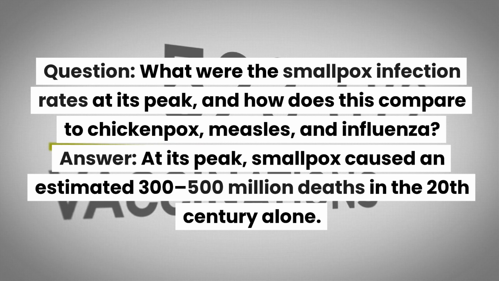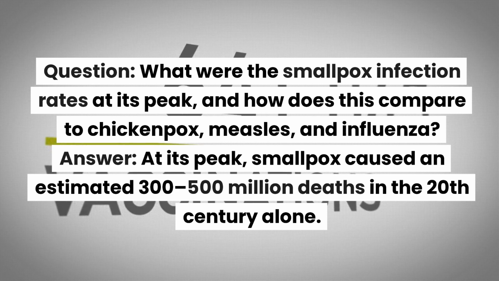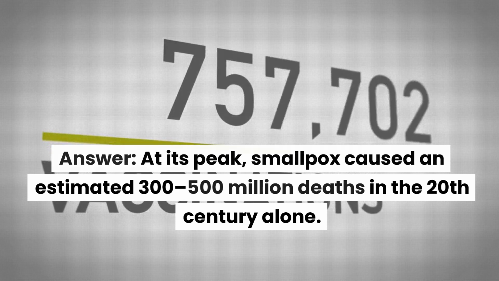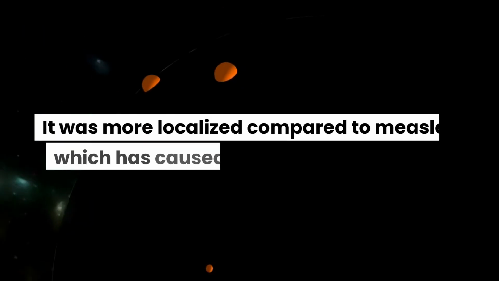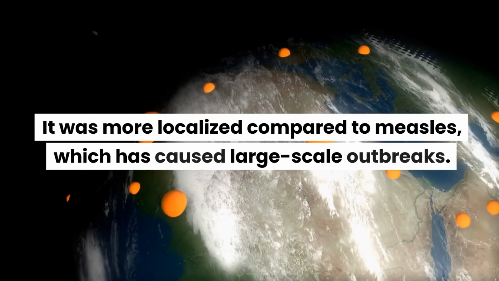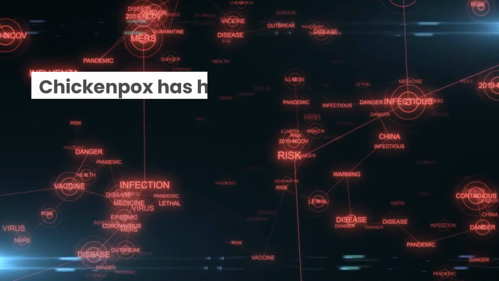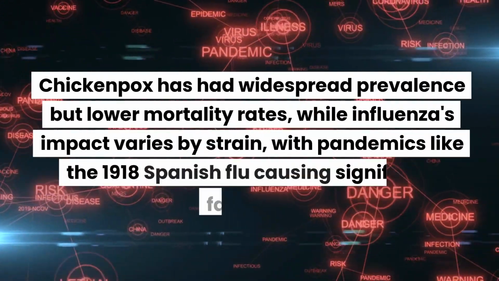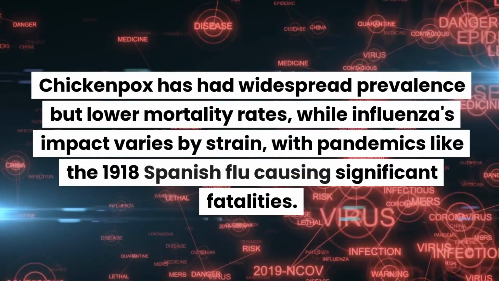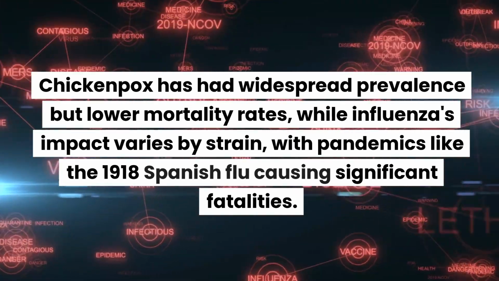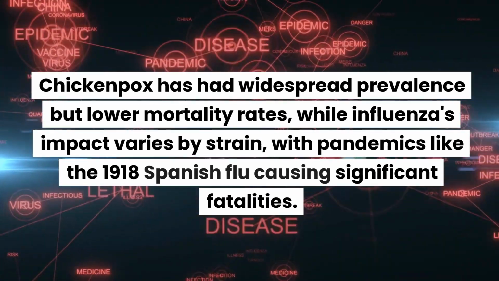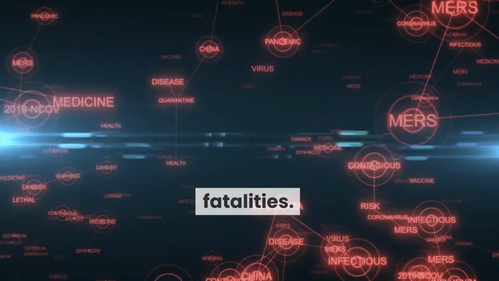Answer: at its peak, smallpox caused an estimated 300 to 500 million deaths in the 20th century alone. It was more localized compared to measles, which has caused large-scale outbreaks. Chickenpox has had widespread prevalence but lower mortality rates, while influenza's impact varies by strain, with pandemics like the 1918 Spanish flu causing significant fatalities.